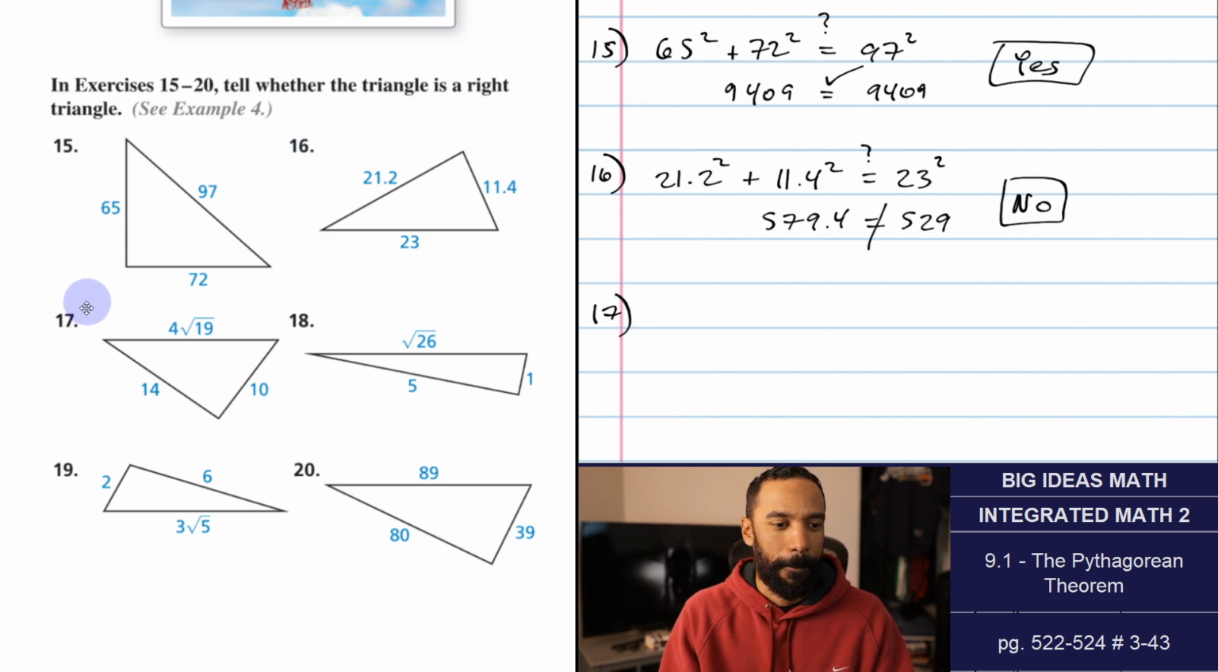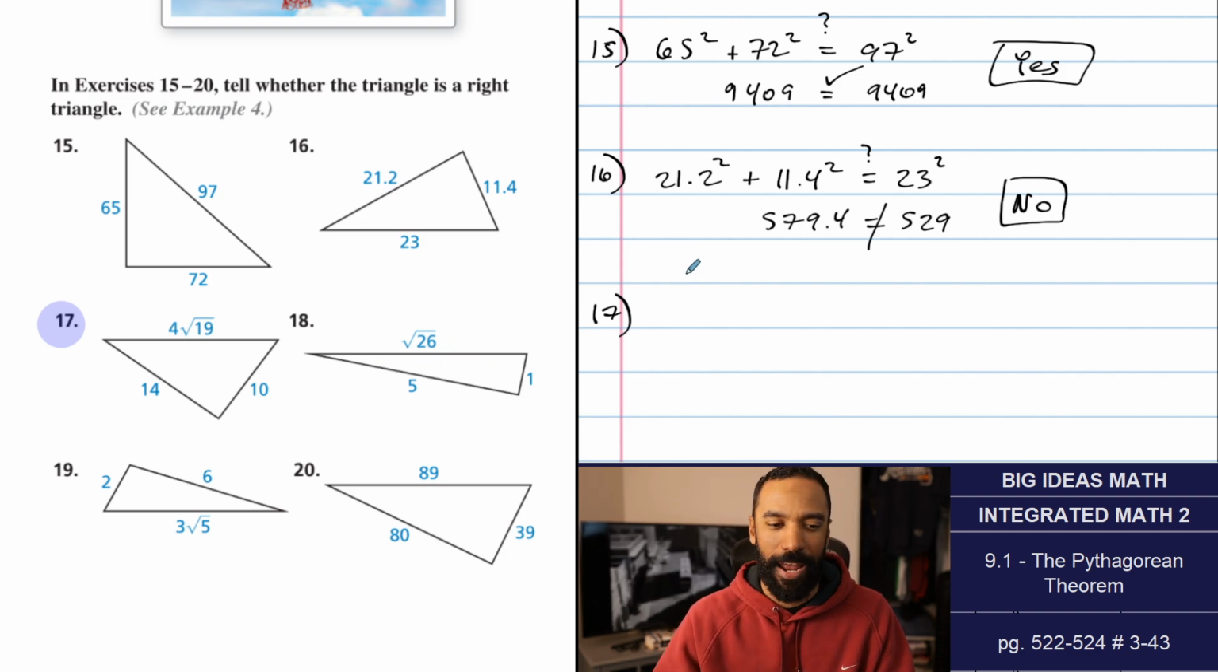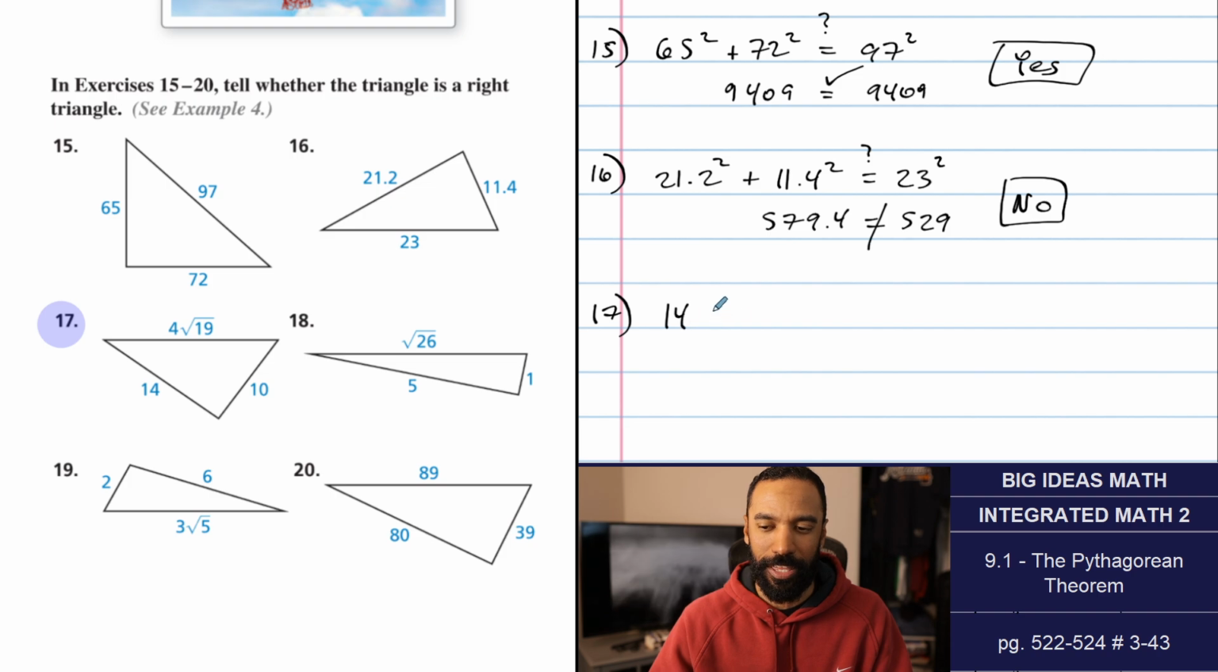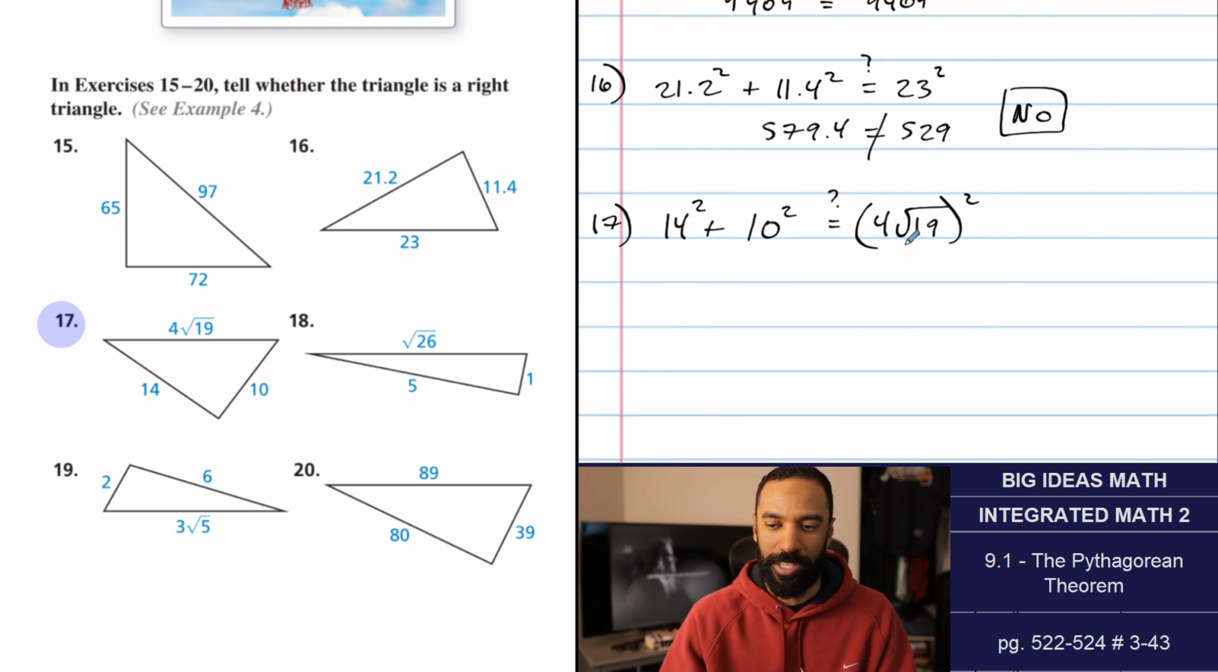Number 17. We have 14, 10, and 4 root 19. Well, which is the longest? The one that looks like the right angle is right there. I don't know 4 root 19 off the top of my head, but I'm going to venture a guess that it is the longest length among these because reasons. 14 squared plus 10 squared, does it equal 4 root 19 quantity squared is the question. Assuming, again, that's the longest. It should be.